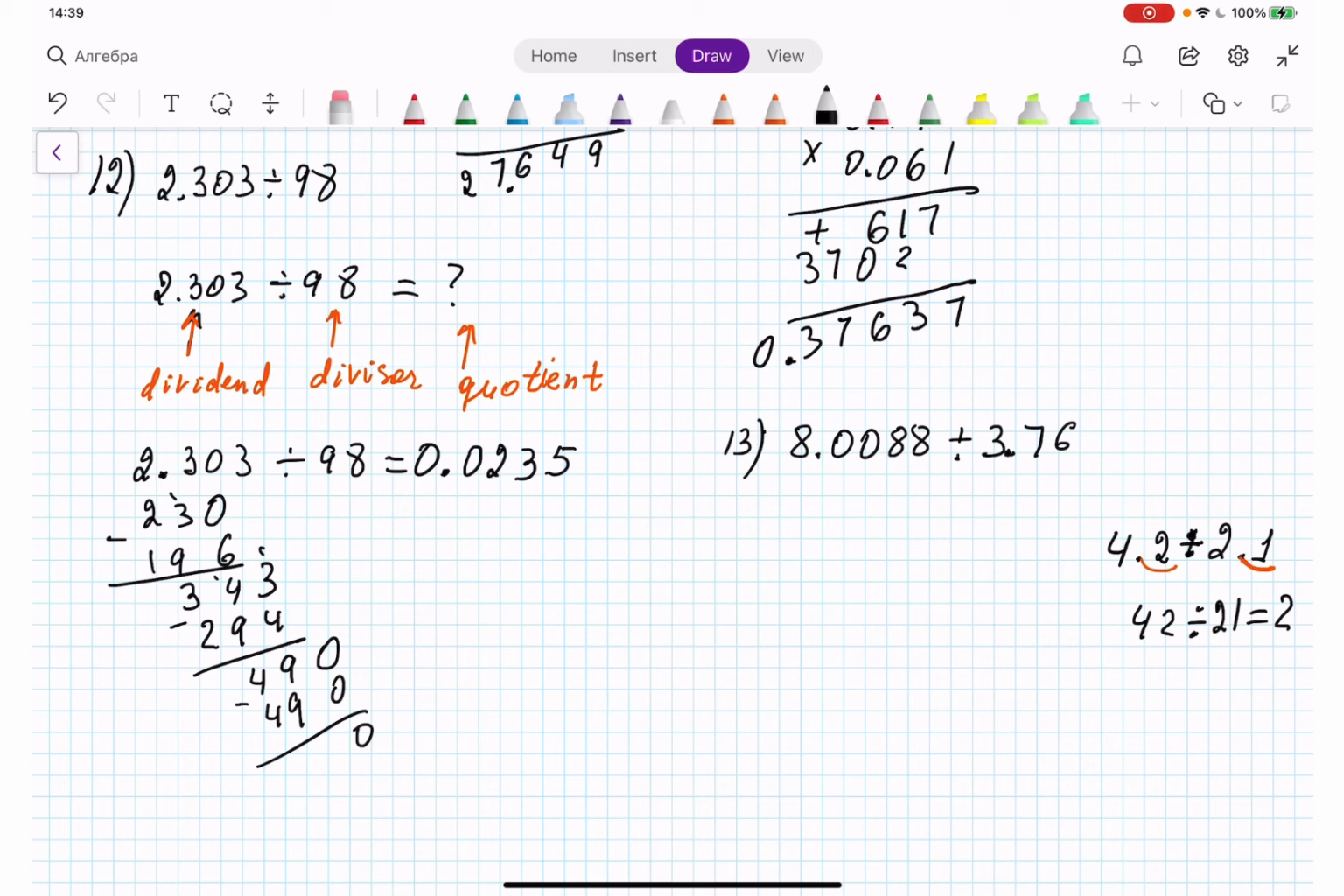Why? Because if we have 4.2 and 2.1, remember, we can make the same change to the bottom and to the top, right? I can multiply both by 10 here, 10 here. And that will give me 42, that will give me 21. And the result will be 2. This is because division is the same thing as a fraction, and in any fraction we can multiply the top and bottom by the same number. No problem at all. Okay, same way we are going to do here.